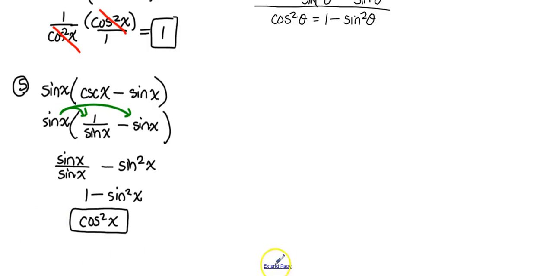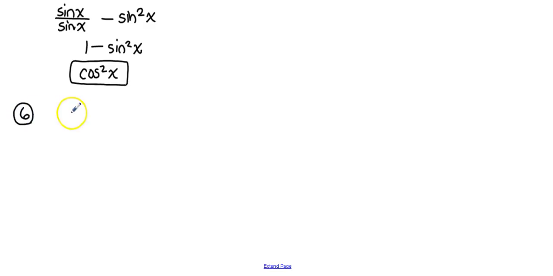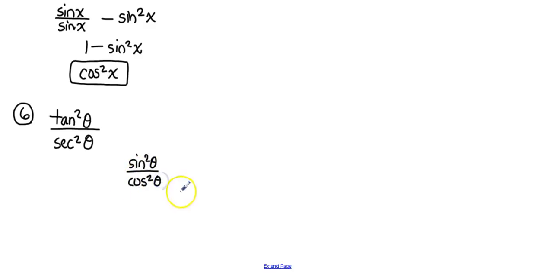Number 6. Tangent squared divided by secant squared. As soon as I see tangent, my first go-to thought is sine squared divided by cosine squared. So I'm going to start there. Maybe it's helpful, maybe it's not. We'll have to see. All divided by, how can I rewrite secant? Secant is the same as 1 over cosine squared.